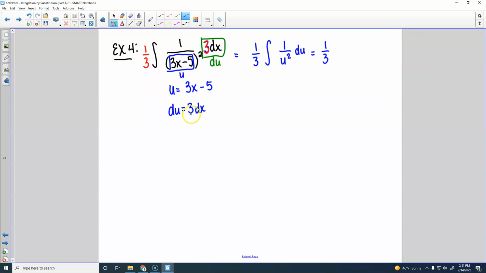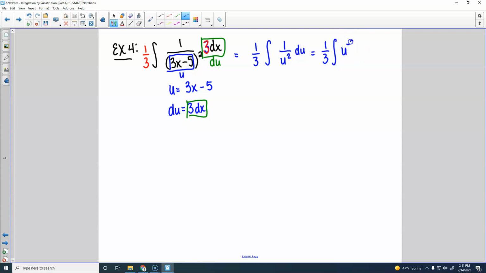So the du is 3 dx. So the 3 has to be there with it. It's not like the dx just turned into a du. You have to have that whole expression, so that way we don't have a 3 over here. No. All right. And you could have done this from the beginning or now.